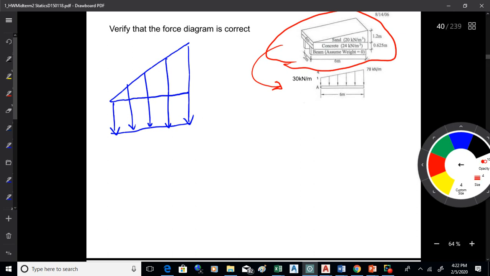So what we're going to do is take that diagram and split it into two pieces. The sand will be on the top. That's the triangle because of the shape of the sand. And then the concrete's on the bottom. So the concrete is the rectangular bit, and the sand is the stuff on the top. And when you put them together, you get that trapezoidal load that you see. So any questions on that?